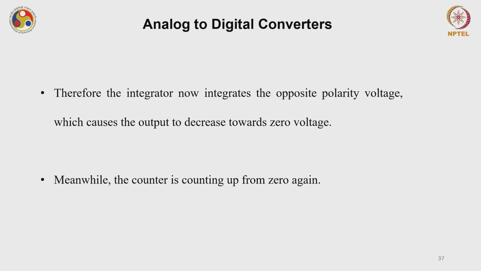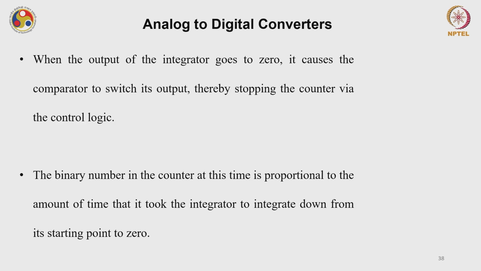Therefore now the integrator not only integrates the opposite polarity voltage, but it also ramps up the output voltage towards 0. Meanwhile the counter is counting up from 0 once again. When the output of the integrator goes to 0, it causes the comparator to switch its output. Therefore, the control logic gives the logic signal that it should stop counting.